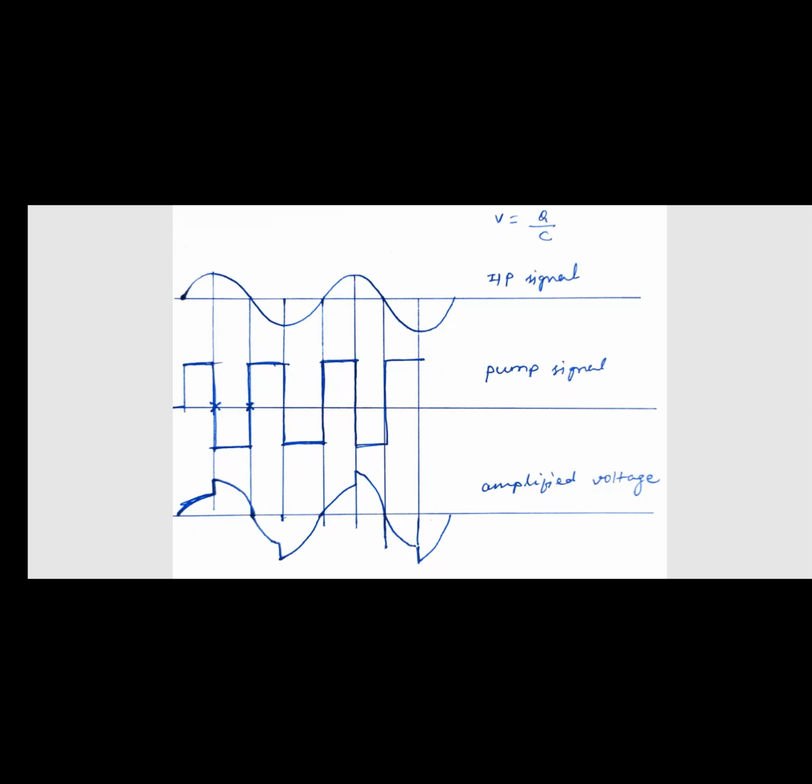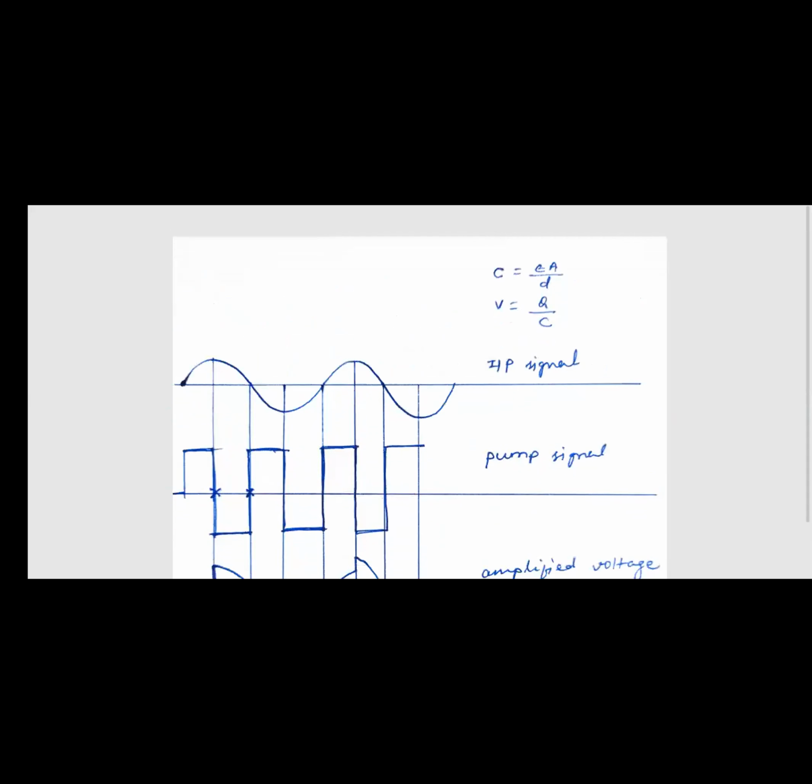Now that charging of the capacitor is shown in the third graph. I have written it as amplified voltage. Why I'm calling this amplified voltage will very soon be revealed. But during the positive half cycle, when the pump signal was positive, that capacitor charges and it follows almost the shape of the applied input signal. And the moment the signal achieves its peak value, let us look at this pump signal, what happens. Immediately the pump signal changes its polarity, so it becomes negative. So the moment it becomes negative, what is going to happen?